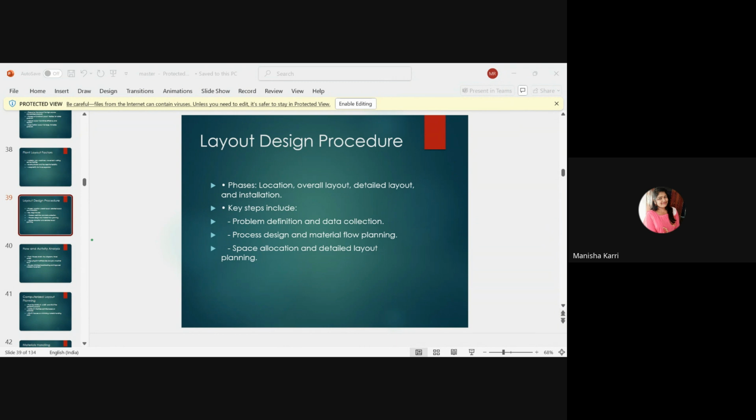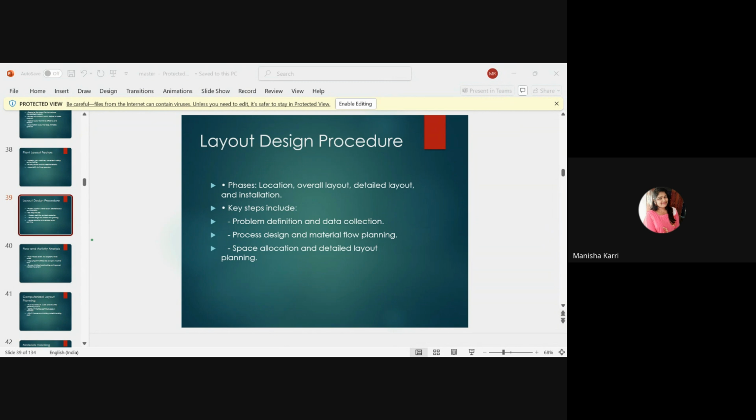And space allocation and detailed layout planning. Allocating the space for each department, machines, and workstations, ensuring that they are placed for optimal productivity, and creating a detailed plan for the arrangement of equipment and other facilities. Why is it important? Proper space allocation helps avoid overcrowding and lets all necessary operations fit into the facility without wasting space.